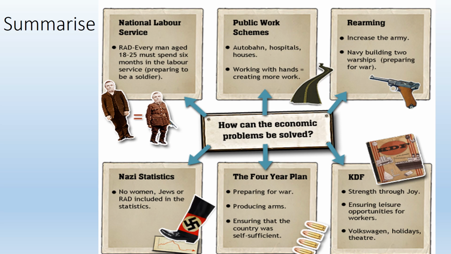The last thing for us to do today is to make a little mind map and to understand the differences between the National Labour Service, Public Works Schemes, rearming, the KDF, the 4-year plan, and the Nazi stats. This is one we've talked about a lot today, but these are some others that we do need to just be familiar with. So the National Labour Service was for every single man between the ages of 18 and 25.